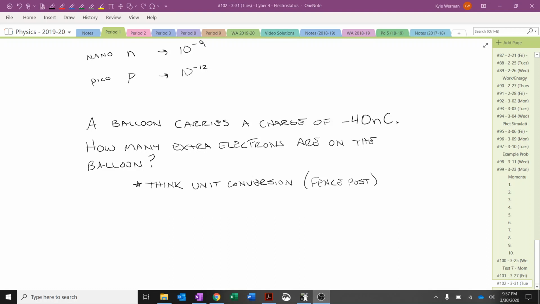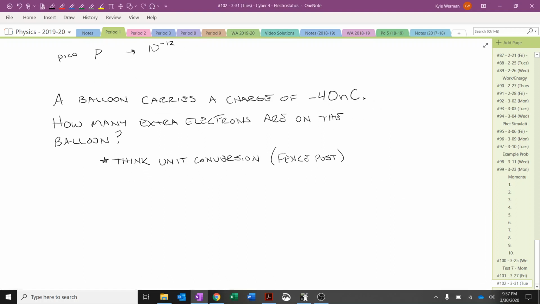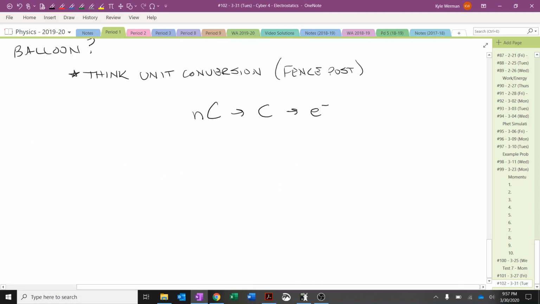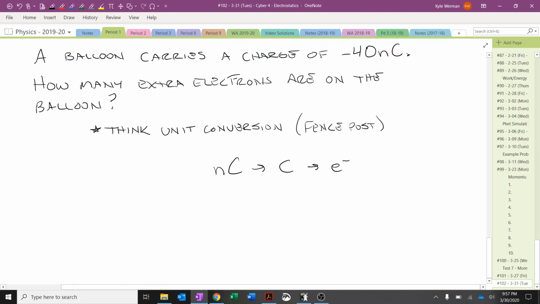All right, let's look at this example problem and actually start to work through it. I mentioned thinking of it as a unit conversion problem. Really, we have a certain number of nanocoulombs, which we ultimately want to get to how many electrons. We know how many electrons are in a coulomb, so let's get nanocoulombs to coulombs, and then we can go coulombs to electrons. Remember, electrons is really just a label on a number, so it's no different than a unit. And so here's my setup.